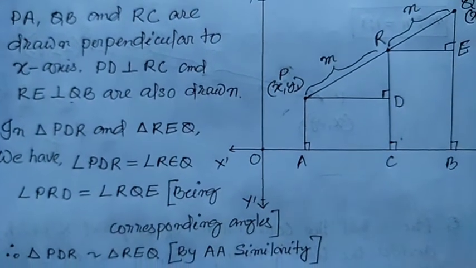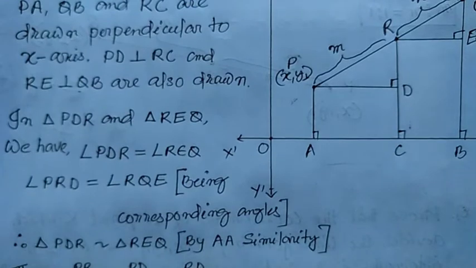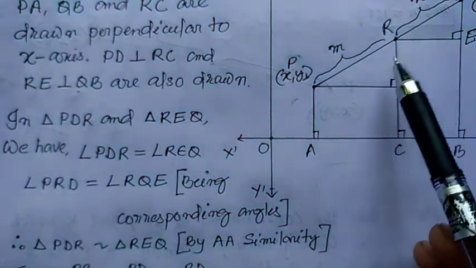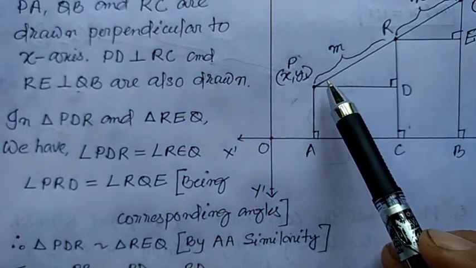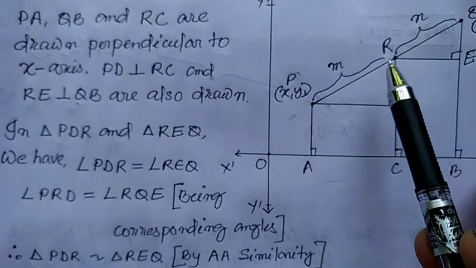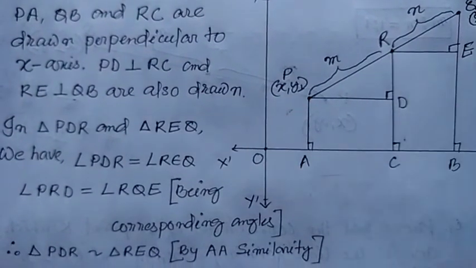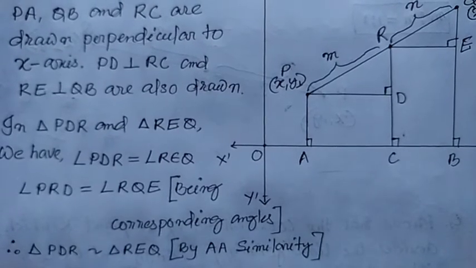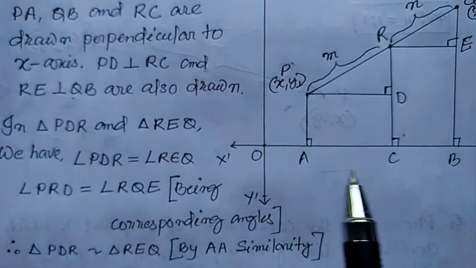Now we will prove that they are similar. Actually, this similarity of triangles you haven't learned yet, but you will learn it in chapter 7 of the class 10 syllabus. Anyway, for this I'll just tell you about one theorem. Now we'll try to make these two triangles similar. The triangles are PDR and REQ. To make them similar we need some criteria. Now let's see what equal angles we can find in these two triangles.